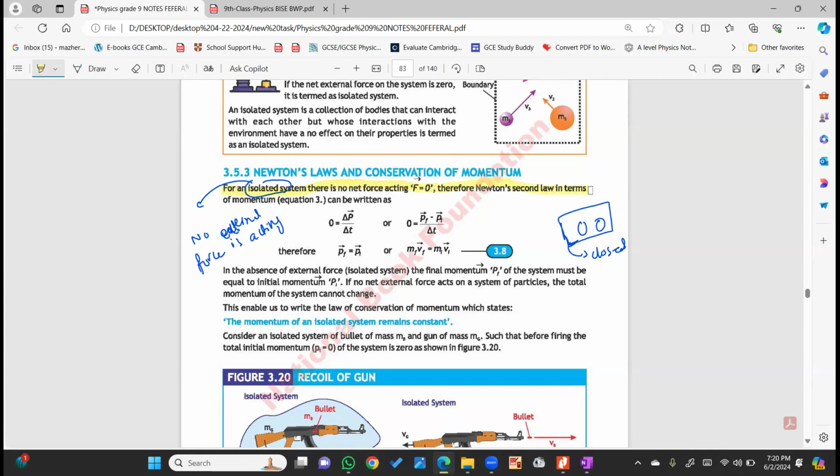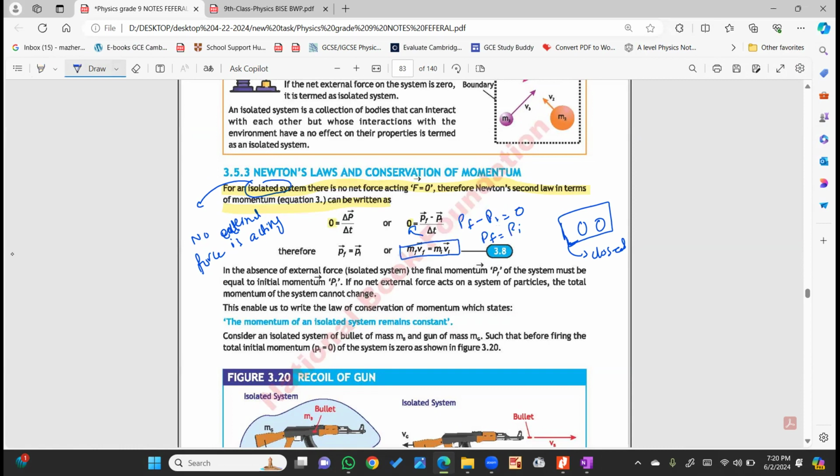Therefore, Newton's second law in terms of momentum can be written as, since F is 0, this would equal the rate of change of momentum over time. When it is multiplied by time, t into 0 would equal 0. So we would be left with Pf minus Pi equals 0, and Pf would be equal to Pi. This is normally the case when we talk about certain systems which are initially at rest or have no velocity and then have a certain velocity.